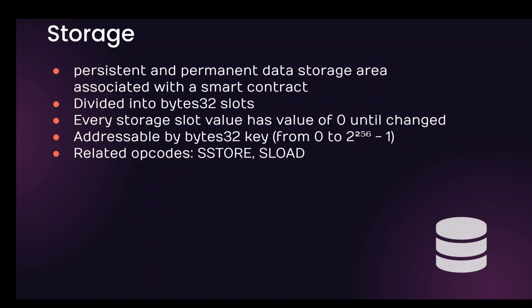So storage is a persistent and permanent data storage area associated with a smart contract. It's used for storing data that needs to be preserved between function calls and transactions. It provides a way for smart contracts to maintain state across multiple invocations. Apart from that, some key points about storage is that this is key value storage. So each value is a single word, which is 32 bytes. And it's addressable by its key, which is also bytes32.